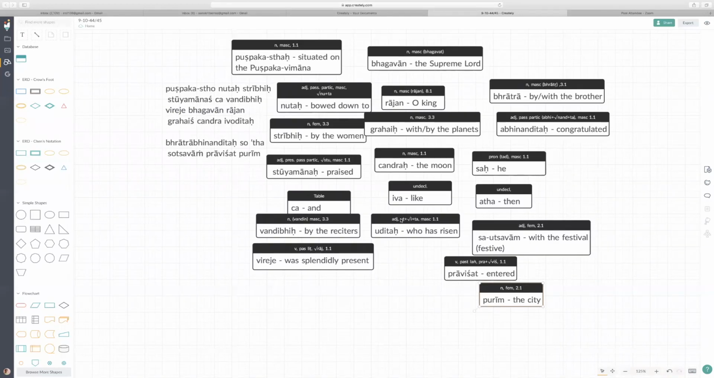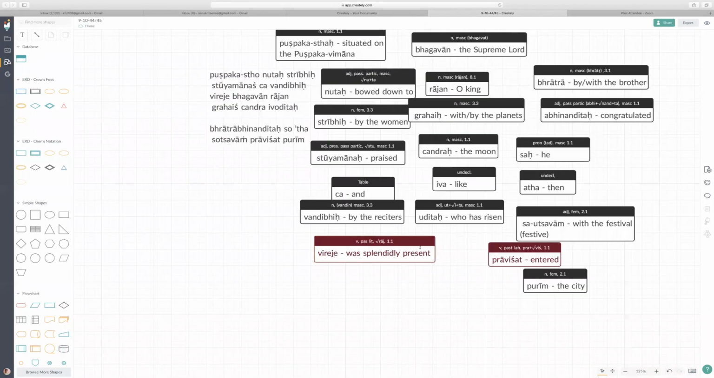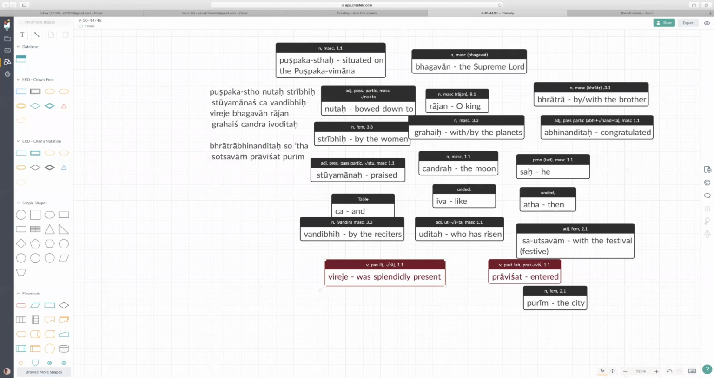Okay, so let's join it all together. Where are the verbs? Pravishat is the verb. Virejé is another verb. So we'll have at least two sentences. Let's start with Virejé. What is the subject of Virejé? Subject will be in the first vibhakti. Well, there is, for Virejé, Bhagavan. In the same verse there is Bhagavan. And what about the object?